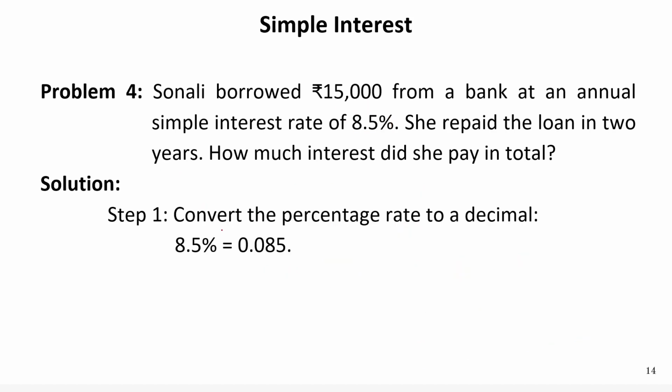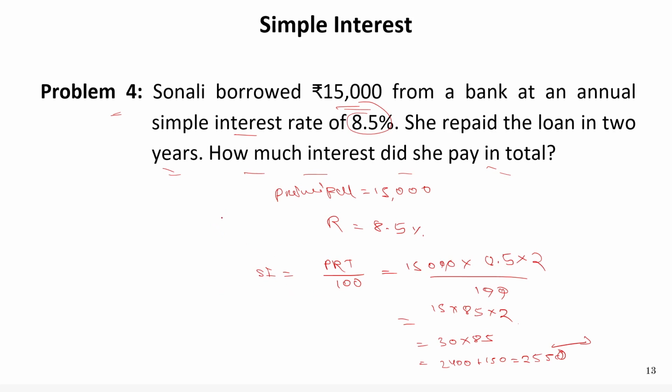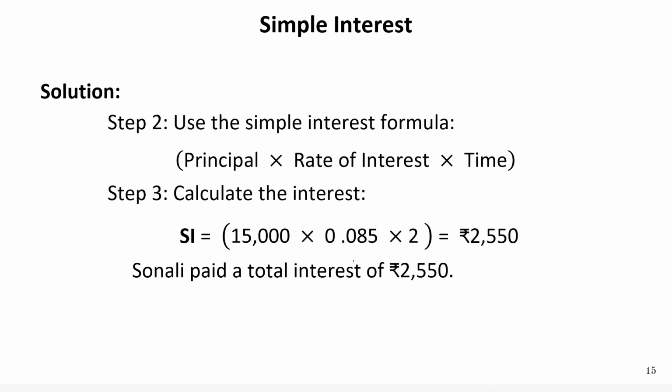So here it is done by method 1, right? And we can also solve this by method 2. That is SI is equal to PRT, but R is in decimal form. So principal is equal to 15,000, into R is equal to 8.5, so in decimal form it is 0.085, into T is equal to 2. So this is equal to 2550. So the correct answer will be 2550.